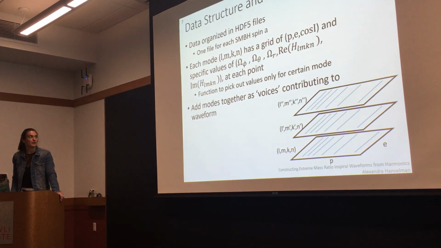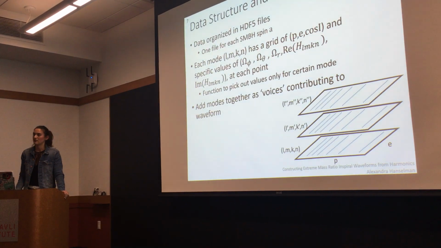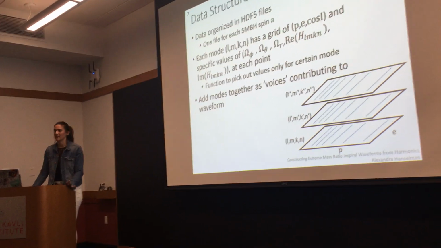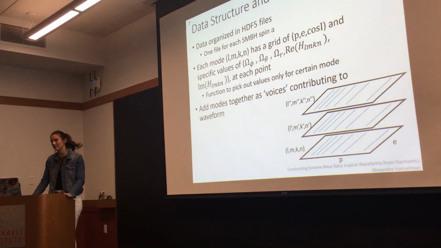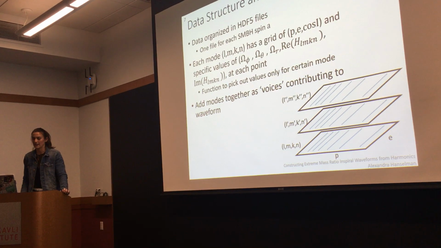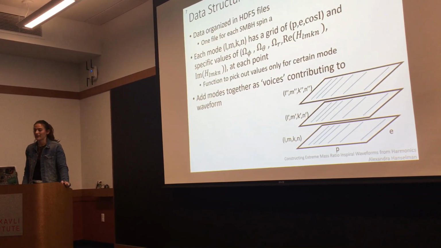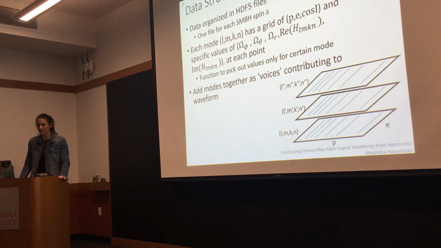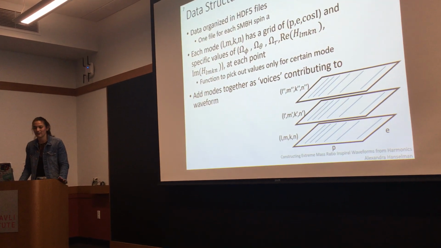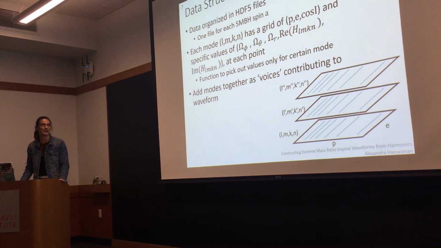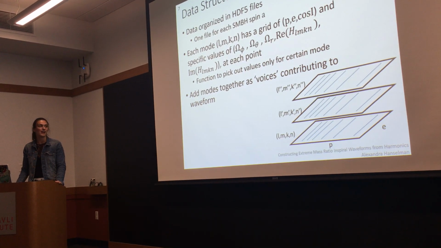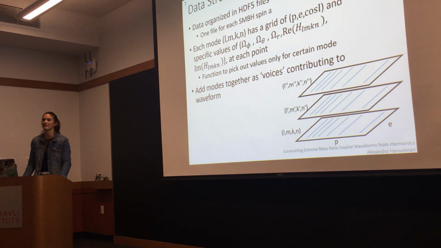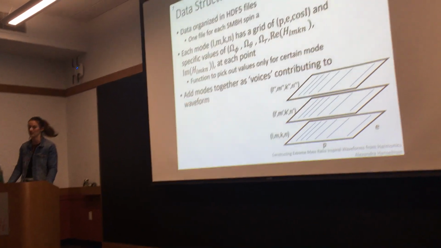And so basically what we do is for each mode, l, m, k, n, we have a grid of p, e, and cosine i, whereas again in the equatorial instance, cosine i is just 1, so we just get a plane. And for each grid point, we have values for the orbital frequencies and the complex amplitude. And so in our Python function, we have a function that picks out values only for a certain mode, and then we add all of these modes together as voices, the sines and cosines that contribute to the full gravitational waveform.